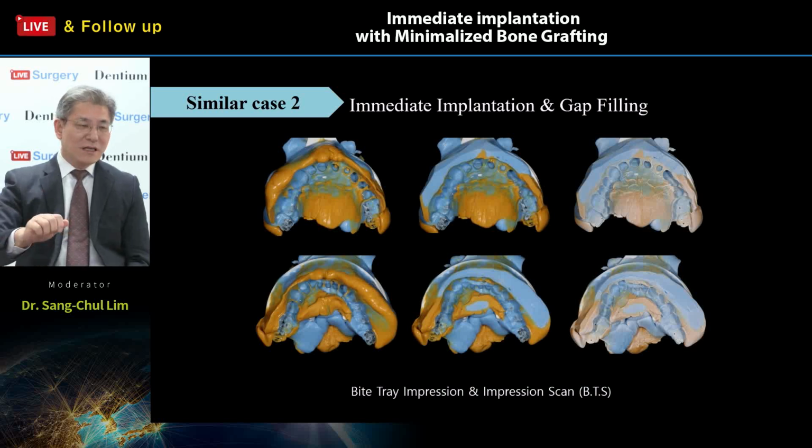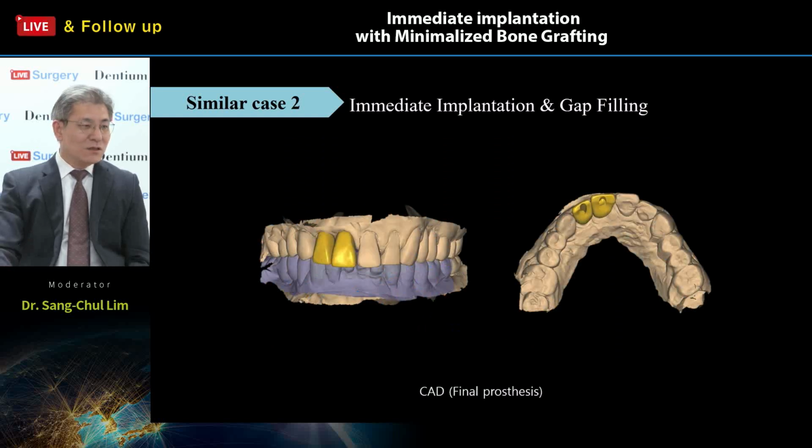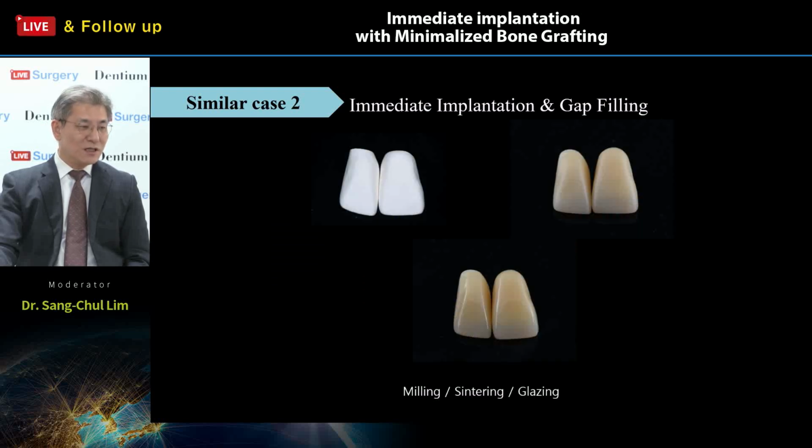So taking it out and then trimming and moving to the model scanner. The model scanner gets the imaging data and sends it to our CAD program. We're going to make a final restoration, zirconia and final abutment, in the CAD program. So finally, this program gave us a final prosthesis made from zirconia. So as I mentioned before, I want to make a simpler way to make the final restoration.